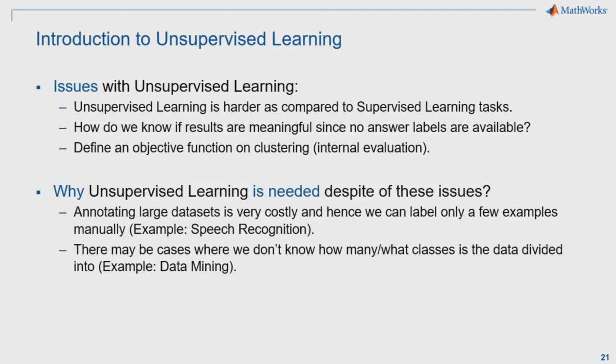Also, there may be cases in which we don't know the classes and the ground truth, and we want to understand how to divide data. In this case, for example, in data mining problems, we require unsupervised learning to, in some sense, not automatically label data, but try to give a label to data for further processing.